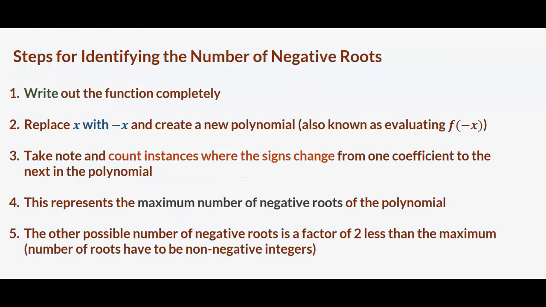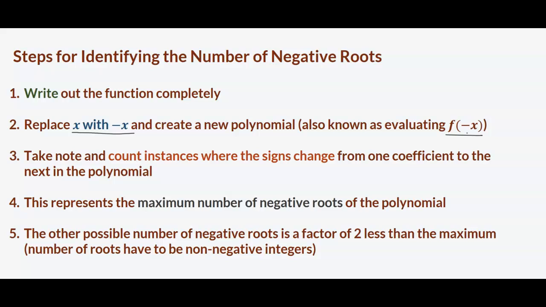Now let's talk about negative roots. Slightly different. There's an additional step here. We're going to write out the function completely. Then we're going to replace every instance of x with negative x, which we can also look at as evaluating f of negative x. And then what we did for positive after that is going to be the same.